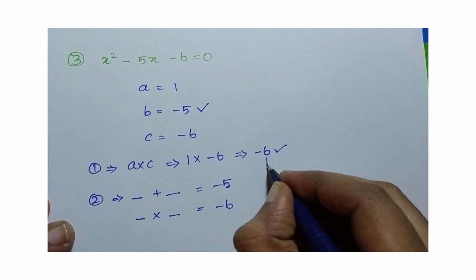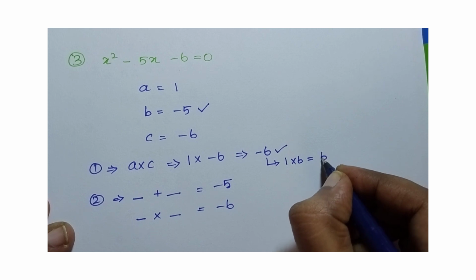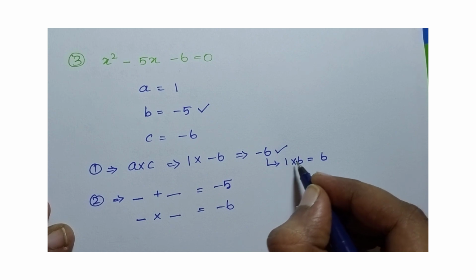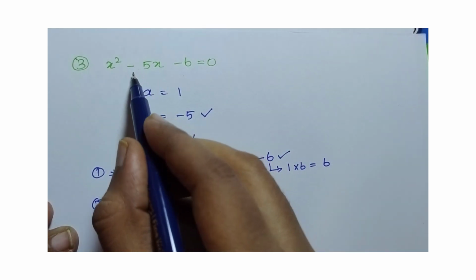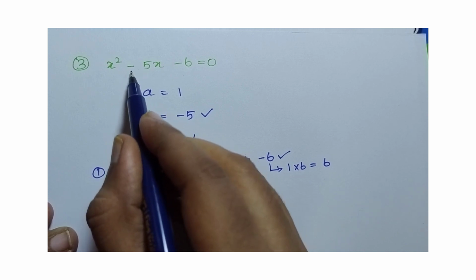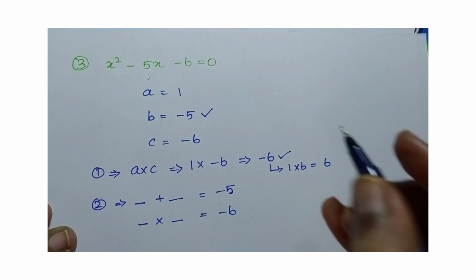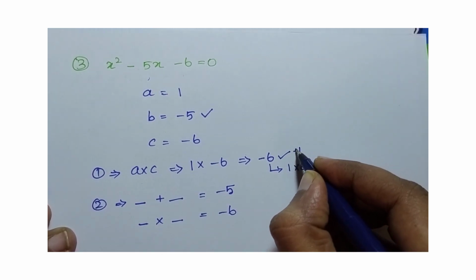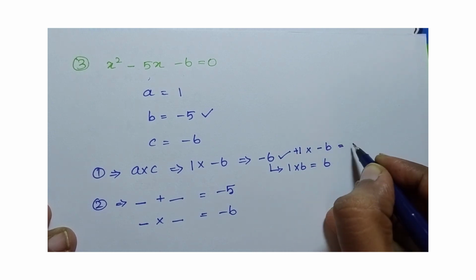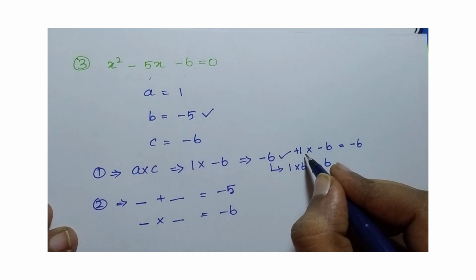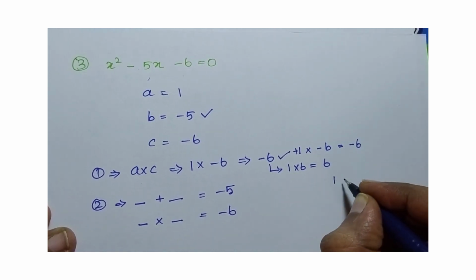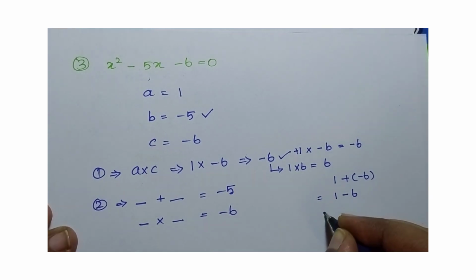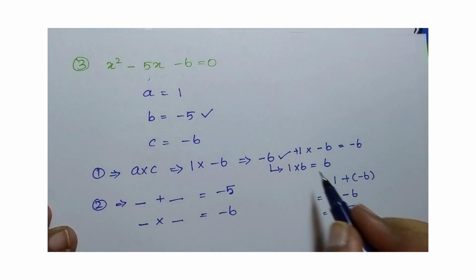Let's check what are the possibilities to get minus 6. If I take 6, 1 into 6 is equal to 6. Here one term is minus, either here minus or there minus. See here, the value of b is minus 5. So the greater value of these two terms gets the minus. So here 1 into minus 6, what I get? Minus 6. Then if I add these two, 1 plus minus 6 is equal to 1 minus 6, which is equal to minus 5. So I get minus 5. So what are the two values?